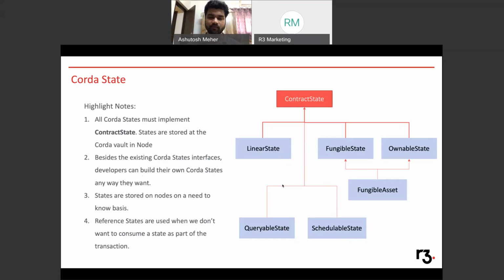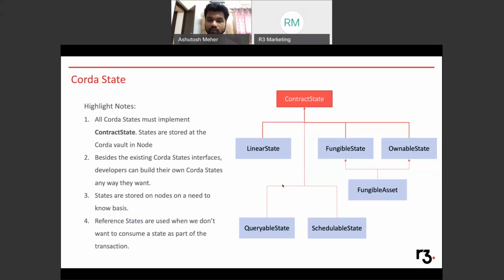Queryable state: in general, the state data is stored in your database or the node's vault in binary format. But if you want to create your own schemas and store each of the fields of your state in a separate table for different purposes like reporting, or perhaps for integration with some other internal systems, then you could do that using queryable state. That will allow you to put some or all fields of your contract state into a separate custom schema that you can define.